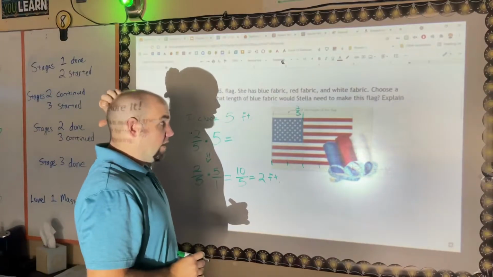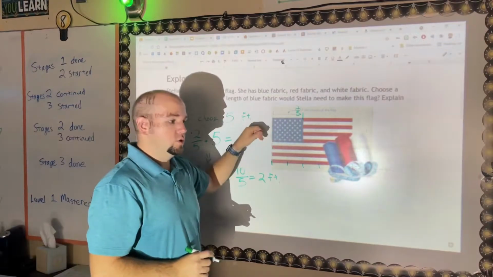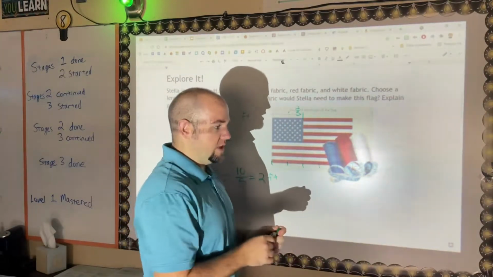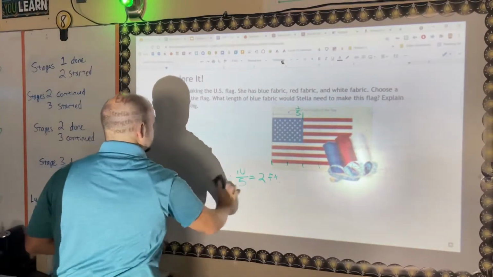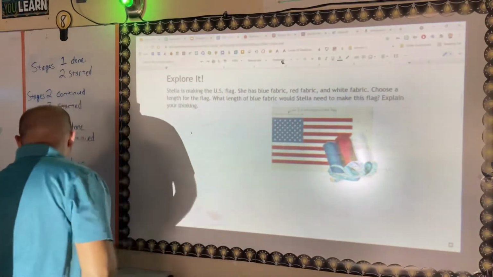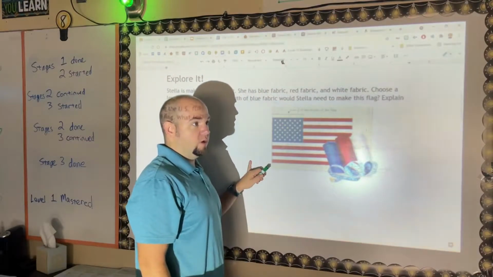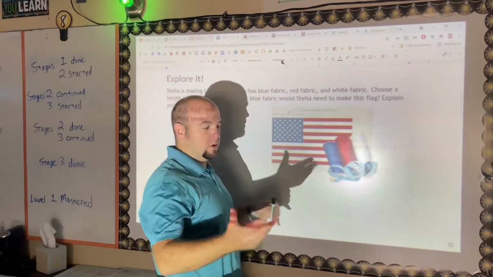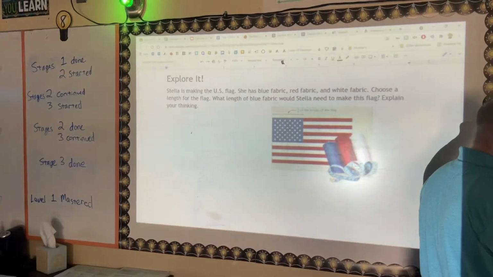So what length of blue fabric will she need for this flag? 2 feet. But then again, if you've ever made something, you might make mistakes, so it's probably better to overestimate. Whenever I'm buying stuff for woodworking, I always buy 10% more. So quickly, 10% of 2 feet, that's 24 inches. 10% would be 2.4 inches. So I would go 2.5 feet just to have enough in case I make a mistake.